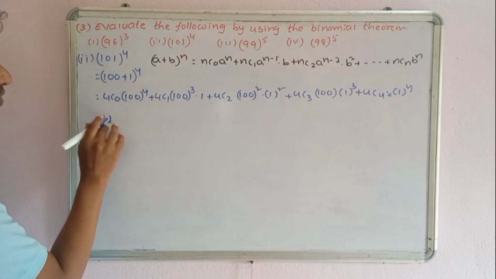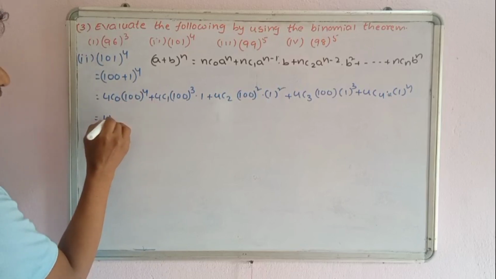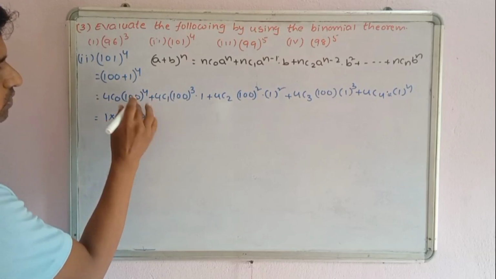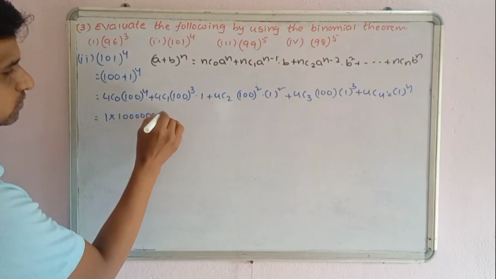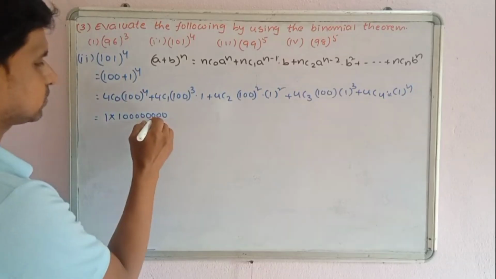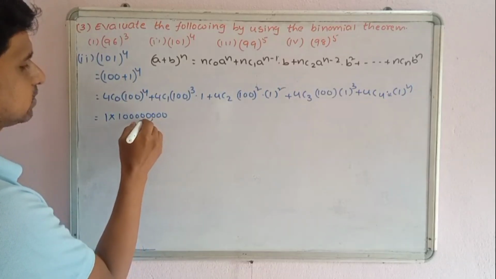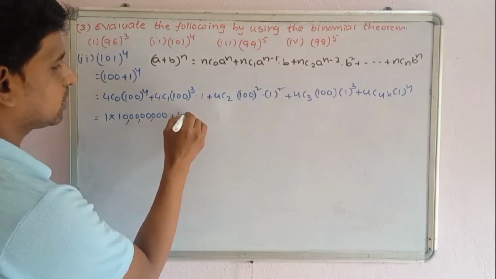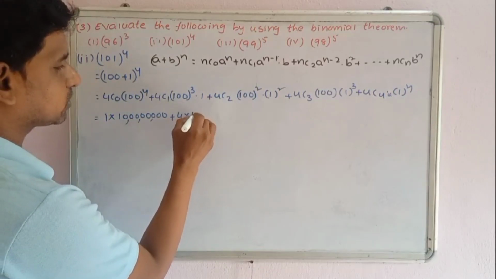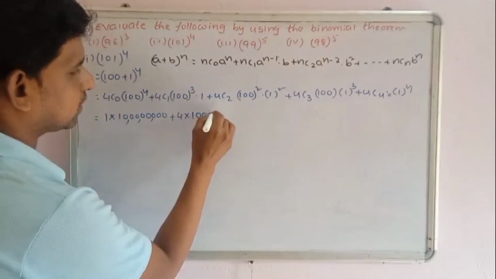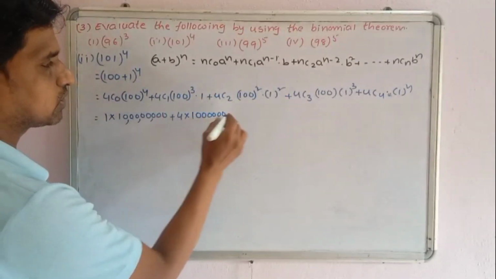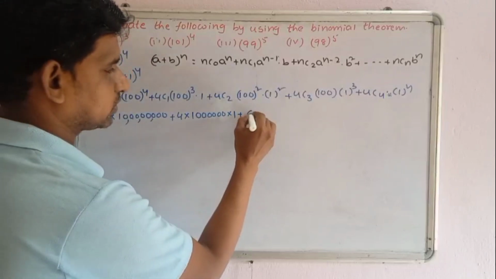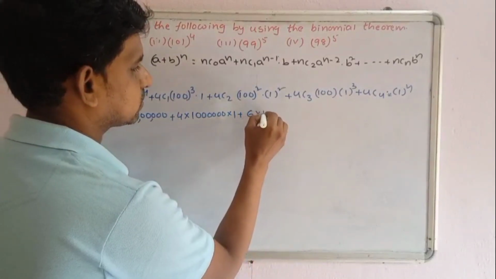So 100 whole power 4 means 1 followed by 8 zeros, because 2 zeros whole power 4. Again 1 followed by 8 zeros. Counting places: ones, tens, hundreds, thousand, 10,000, lakhs, 10 lakhs, 10 crores. This one is 4C1 value 4 multiplied with 100 cube, so 1 followed by 6 zeros multiplied with 1, plus 4C2 value 6. 4C2 value 6, so 100 square, so 1 square value 1.